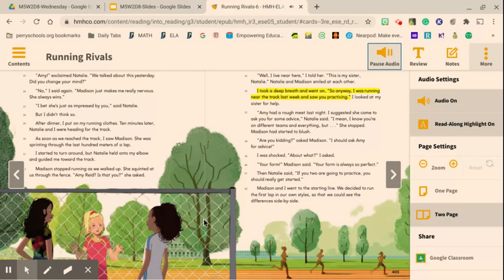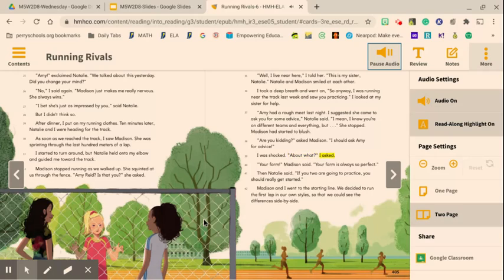"So anyway, I was running near the track last week and saw you practicing." I looked at my sister for help. "Amy had a rough meet last night. I suggested she come to ask you for some advice," Natalie said. "I mean, I know you're on different teams and everything, but..." She stopped. Madison had started to blush. "Are you kidding?" asked Madison. "I should ask Amy for advice." I was shocked. "About what?"